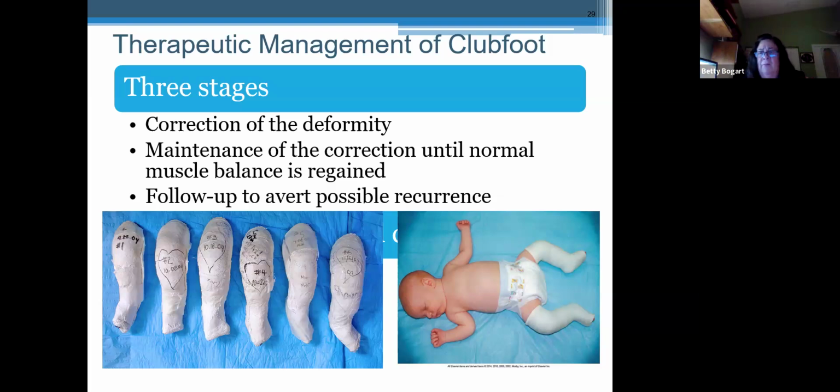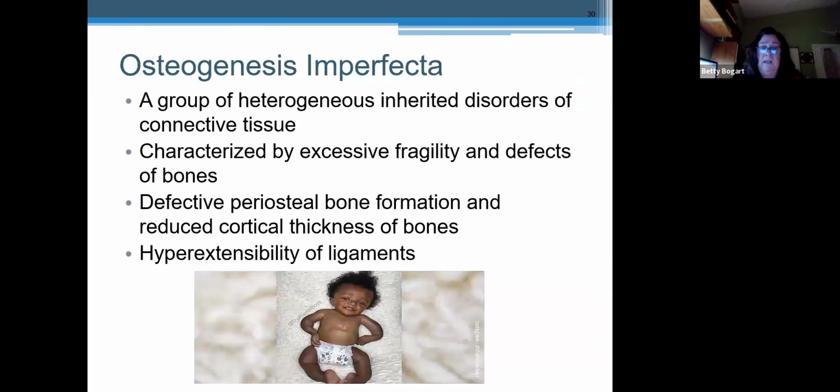When this child grows, because they've had issues with their feet and ankles, they do need follow-up by orthopedics or a podiatrist or somebody to make sure that those feet and those ankles are the way that they should be. But this child, put them in the cast, change it every week, and they usually do very, very well.